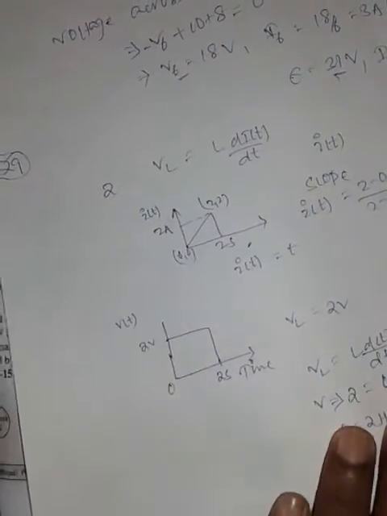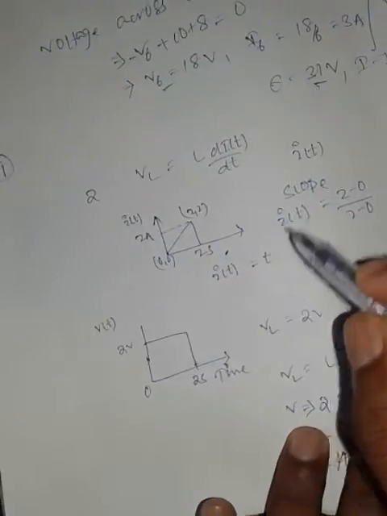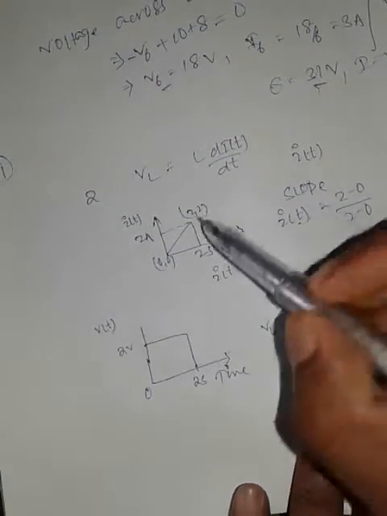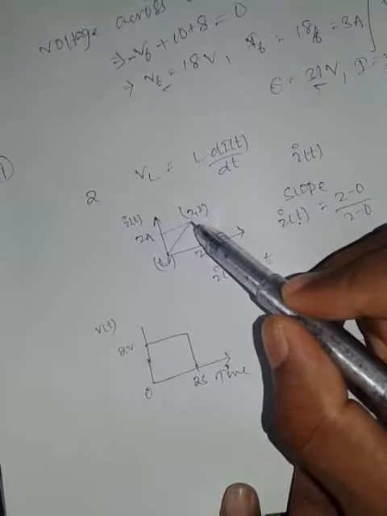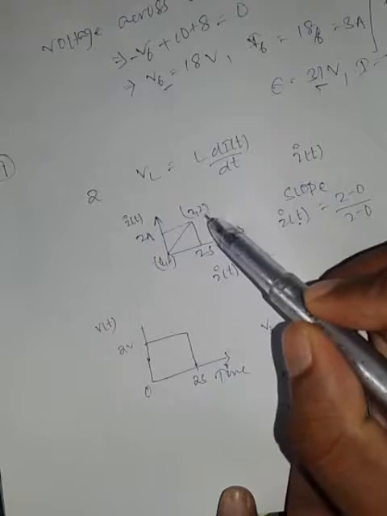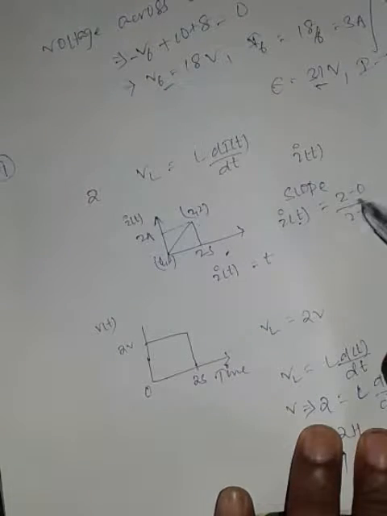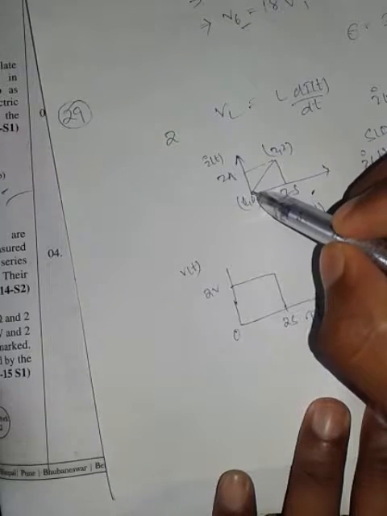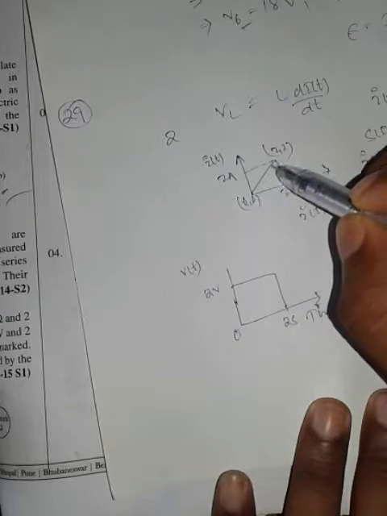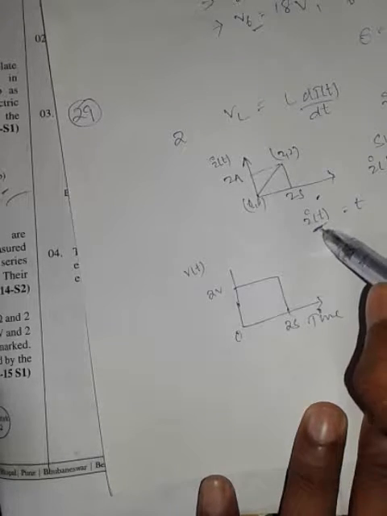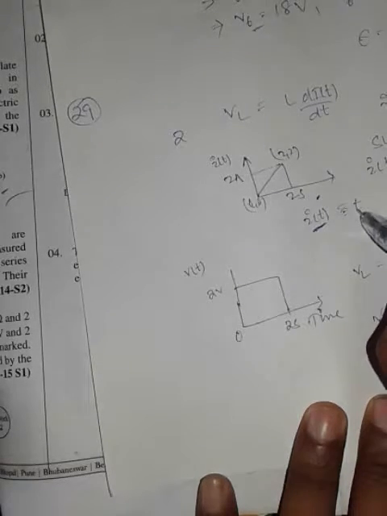So we can calculate the slope for this one. For the current slope we can calculate here. This is the point 0, 0. This is the coordinate point 2, 2. So slope will be y2 minus y1 by x2 minus x1, so 2 minus 0 by 2 minus 0, which is 1. So the current of this straight line will be a linear equation. So the current equation is I of t is equal to t.